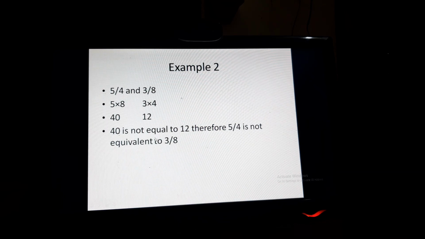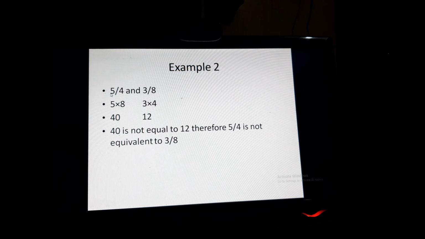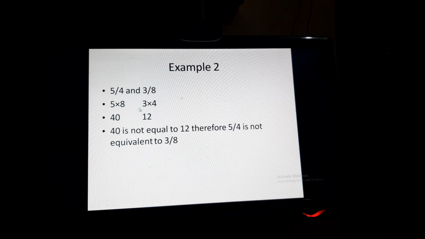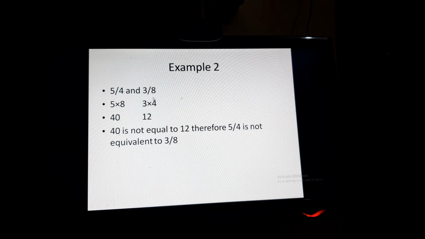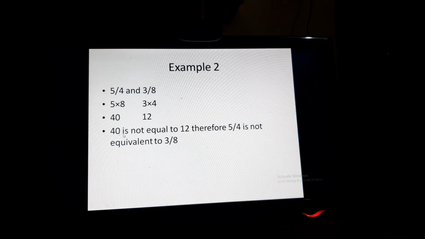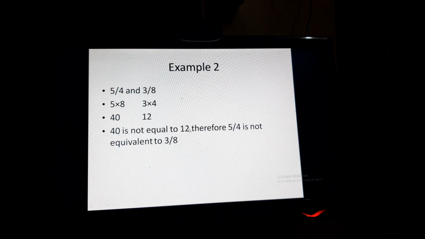Next we'll see one more example of this type. We are going to check whether 5 upon 4 and 3 upon 8 are equivalent or not. For the first fraction, its numerator multiplied by the denominator of the second, that is 8. 8 into 5, 40. For the second fraction, the numerator multiplied by the denominator of the first, that is 4, 12. Again we know that 40 and 12 are not equal, therefore these two fractions are not equivalent. Numbers are not equal, fractions are not equivalent.